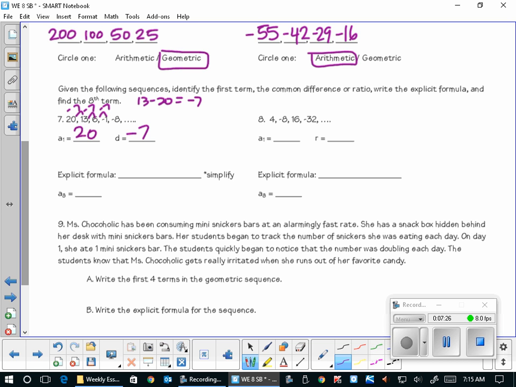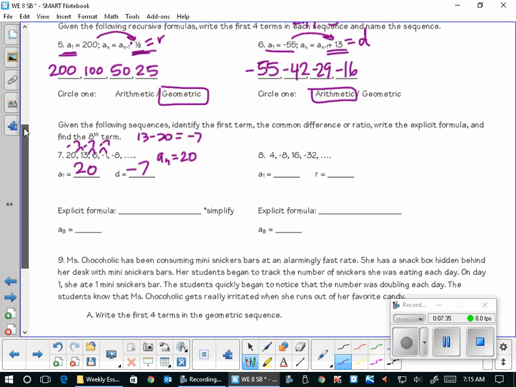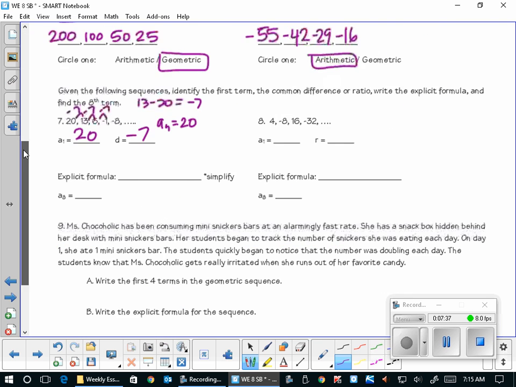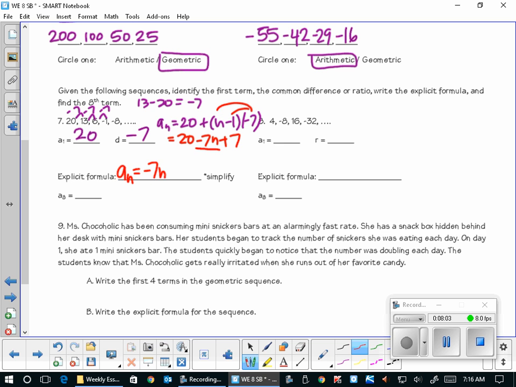Now, this is the one for the explicit formula I'm going to have to simplify. So I have a sub n equals your first term. Okay, and remember your formula, plus n minus 1 times your common difference, which is negative 7. So let's distribute this negative 7 here. So I have 20, and then negative 7 times n is negative 7n. Negative 7 times negative 1 is positive 7. And then our final answer, let's put this with our n's first. So I have negative 7n, and then 20 plus 7 is 27.